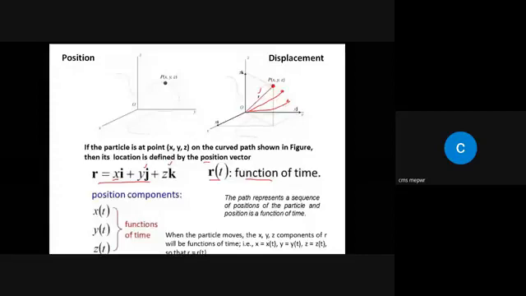Whereas x, y, and z are basically components of r, and they are also functions of time, because x depends on time, y depends on time, and z depends on time. So in simple words, we can say that r is a function of time, right?